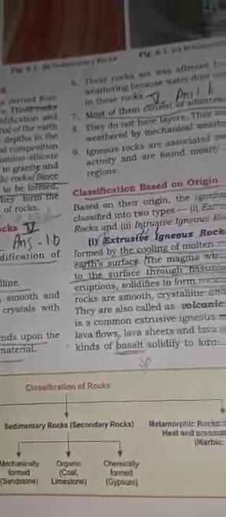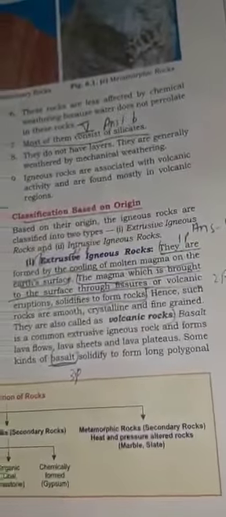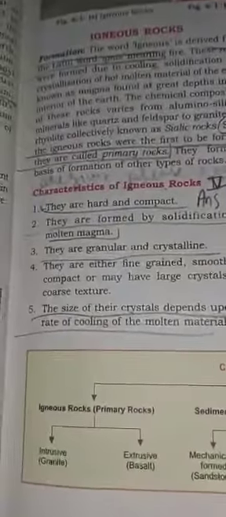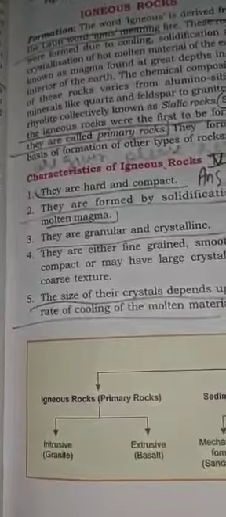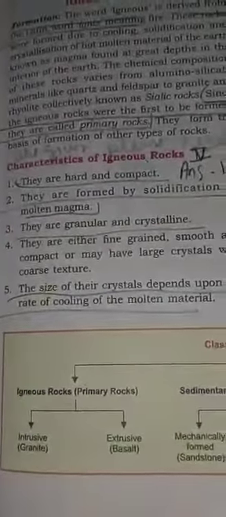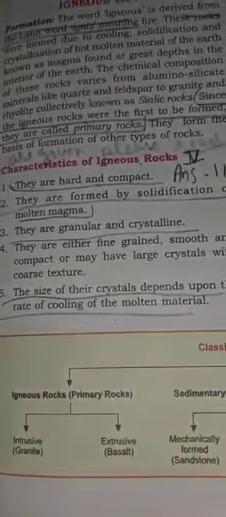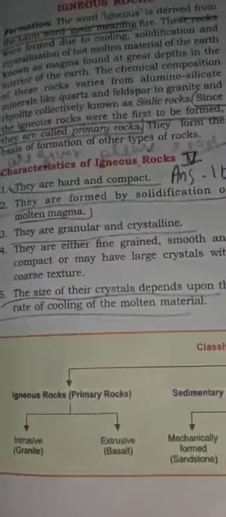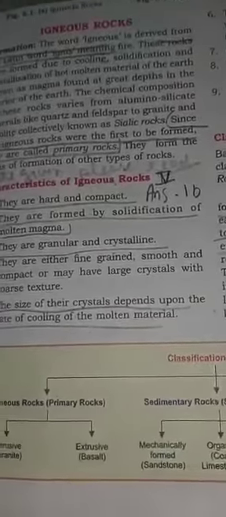Now we'll again classify into various groups. In igneous rocks there are two types of rock. First is intrusive, and granite comes under this. The picture that you will see just now, again I will show you, granite is shown there. Then extrusive rock, basalt is there.